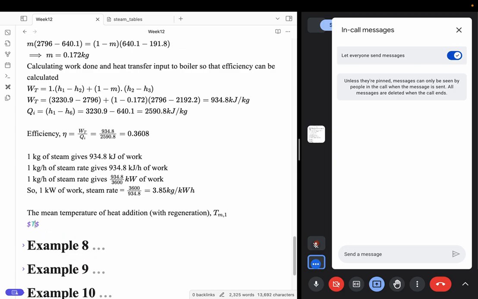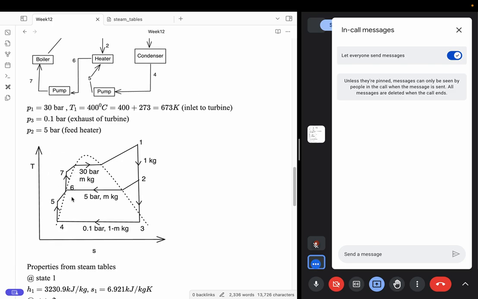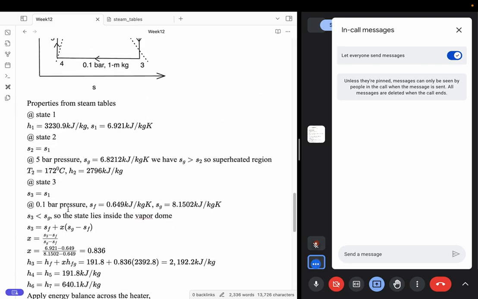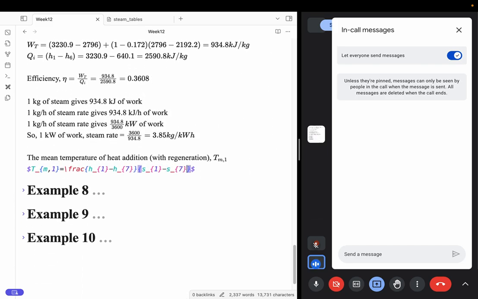So what will be the value of Tm1? It will be the net heat addition that you are doing, which is H1 minus H7, that is approximately equal to H6 in this particular problem, divided by your net entropy change. Net entropy change is S1 minus S7. You can approximate this particular point to be equal to the point over here. So it will be S1 equal to S3, and this equals this.